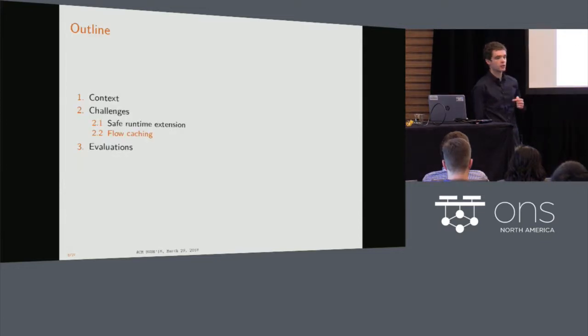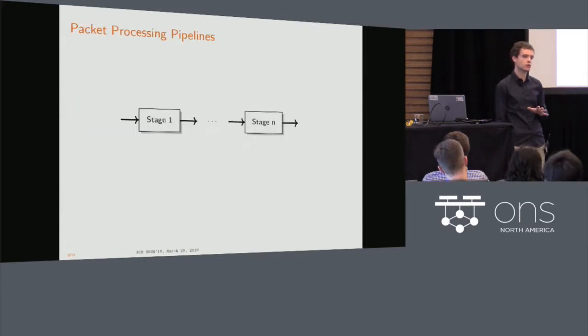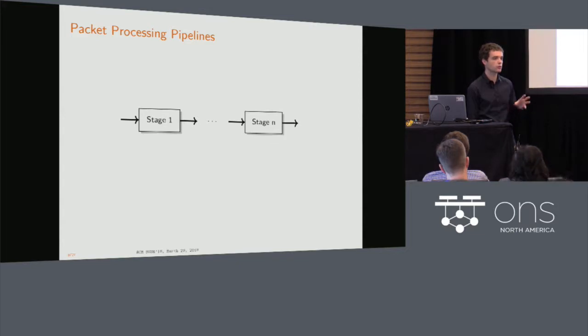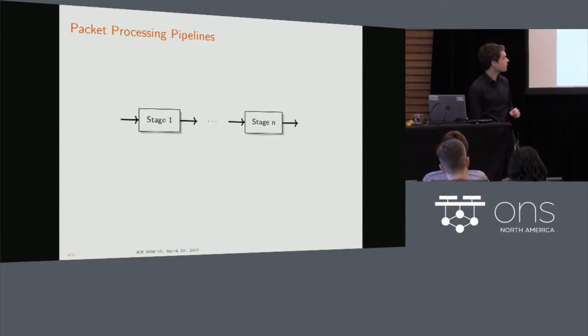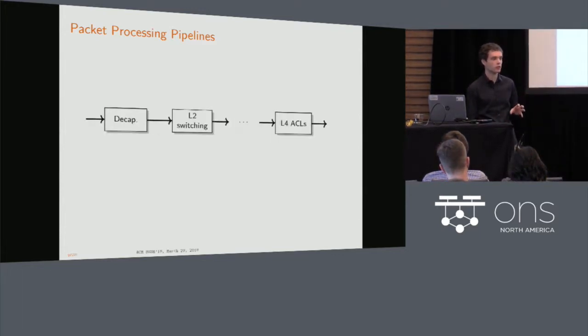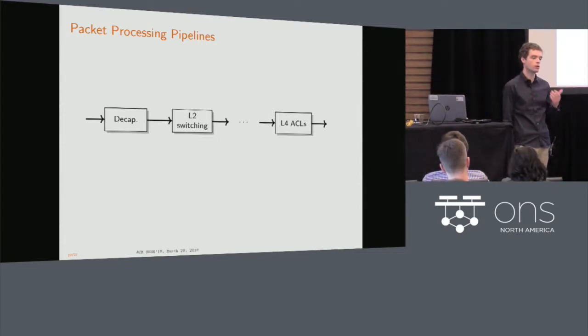The second challenge is that of flow caching in Open vSwitch. To give you an intuition of what the issue is with flow caching when you add extensions to Open vSwitch, I have to tell you a few words about how it works. In software switches in general, you usually have a number of stages implementing a number of packet processing actions on packets. For example, you could have to terminate tunnels, apply ACLs, or do layer 2 switching.